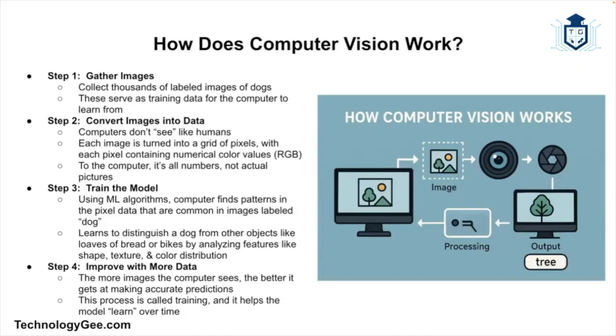So how does computer vision actually work? Well, let's walk through the basic idea using an example. So say you want to teach a computer to recognize pictures of dogs. You start with a bunch of dog images. The computer doesn't see a dog in the way that we do. All it sees is numbers, i.e. pixels and color values. Now, through a process called training, we help the computer learn patterns that distinguish a dog from a loaf of bread or a bicycle. And the more data that it sees, the quote unquote smarter it gets.